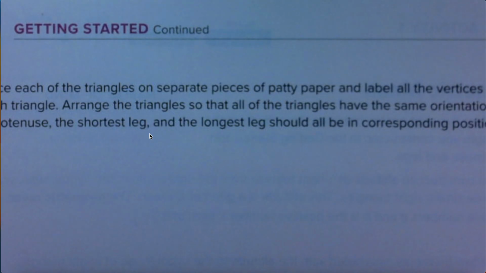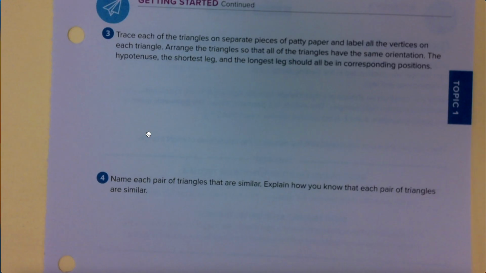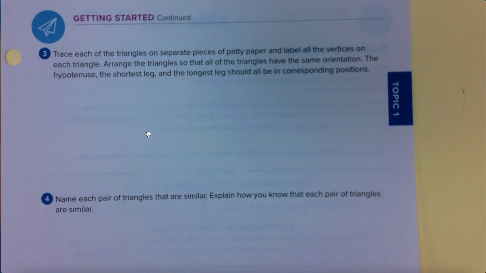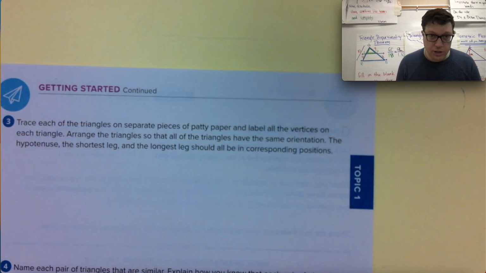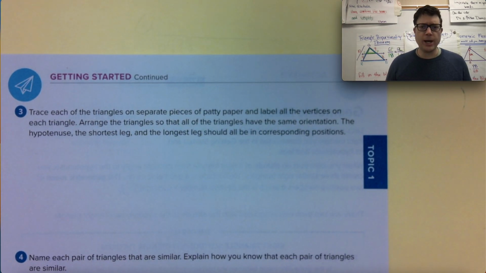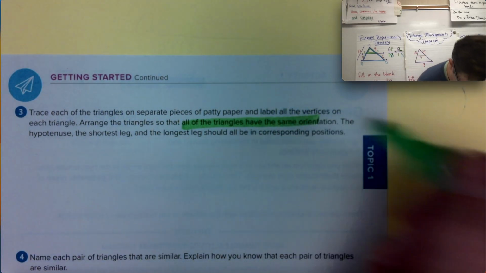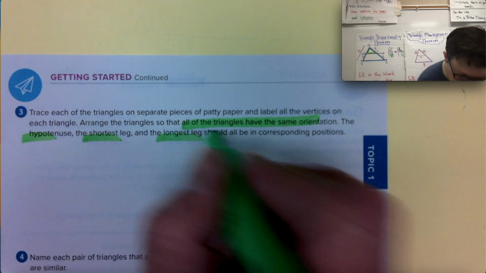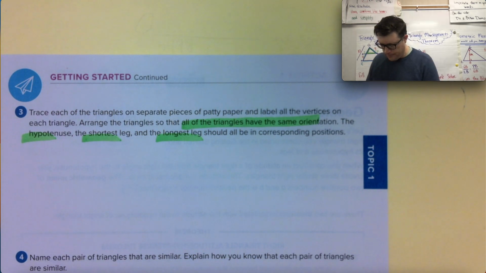Zoom out, zoom out. Come on now. Move that up. Move that over. This is crucial information, so I want to make sure that it's visible here in the video. Arrange the triangles so that all the triangles have the same orientation. That means the hypotenuse, the shortest leg, and the longest leg should all be positioned in the same way.